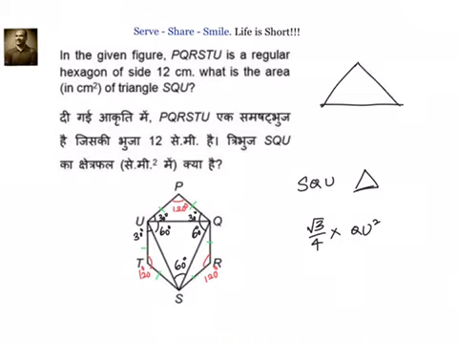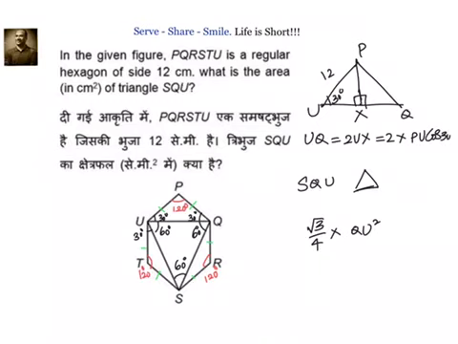Now the only thing left out is how to find the value of QU. For that, we will take triangle PUQ separately. We'll drop a perpendicular. Then we have PU equal to 12. We have to find out QU, but we know this angle is 30 degrees. So we can leverage that and find out UQ. UQ equal to 2 into UX, but that is equal to 2 into PU into cos 30. That is equal to 2 into 12 into root 3 by 2. 2 cancels, which is equal to 12 root 3.